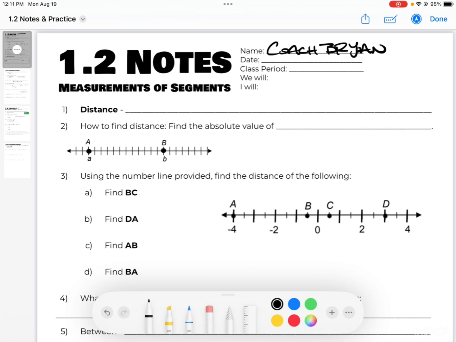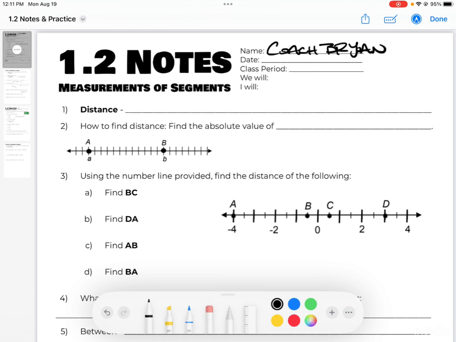So to start off with, all of these things will be following along with the notes from Schoology through Canvas. You can also open those and follow along with the video as you go. But let's go ahead and get started.